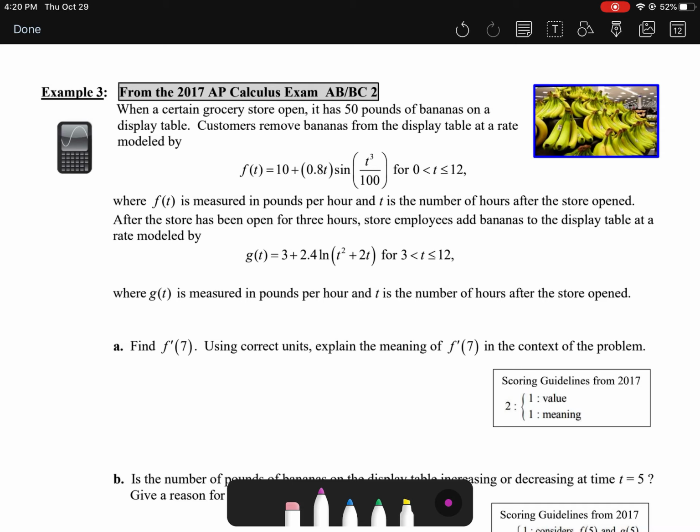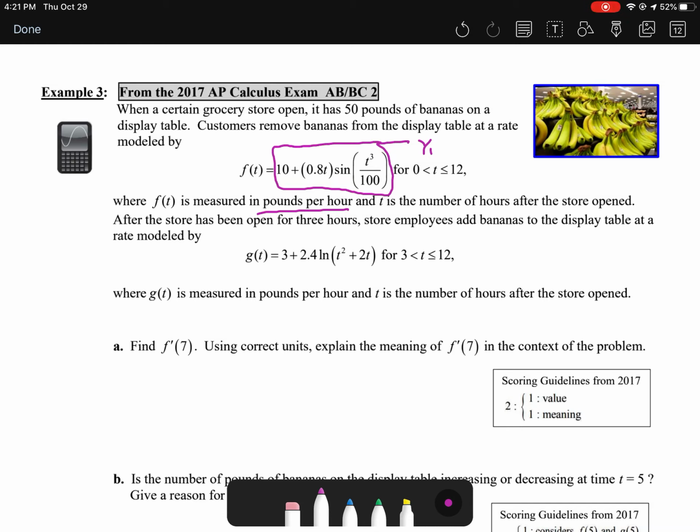When a certain grocery store opens, it has 50 pounds of bananas on a display table. Customers remove bananas from the display table at a rate modeled by F of t. So again, first thing you should have done is taken this equation. This goes in your Y1. Okay, so where F of t is measured in pounds per hour, and I would make sure maybe underline that too so you have your label. And t is the number of hours after the store opened.